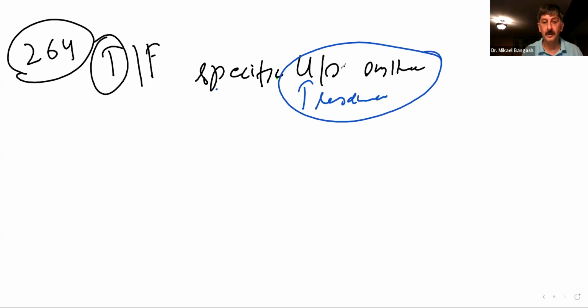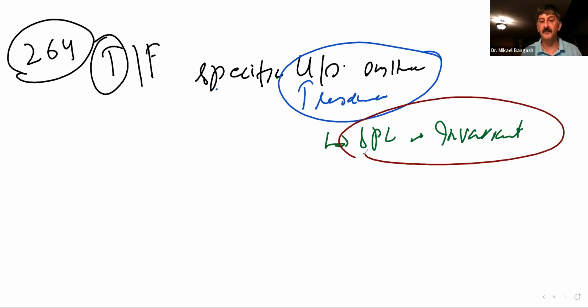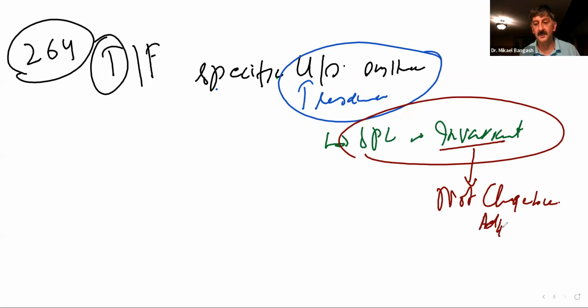Which means for this specific system and transducer, your SPL, the spatial pulse length, is invariant. Invariant just means another word for not changeable, or as you may have said, not adjustable.